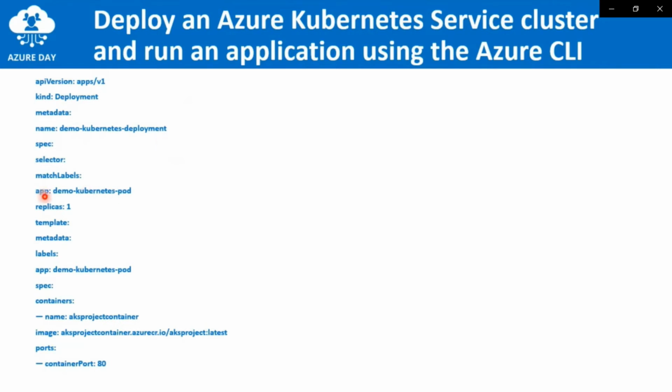Here is an example of a YAML file to be able to deploy my application. It's a web API. It's not a user interface, not MVC. It's simple. Here we have the pods. We have our container.